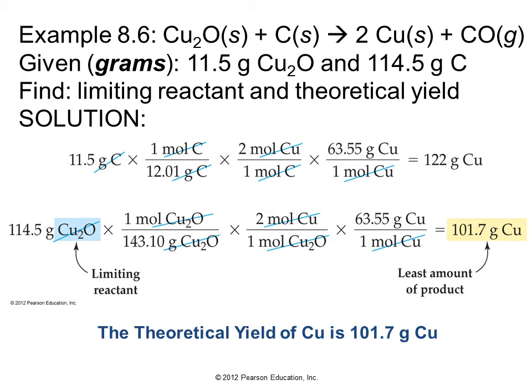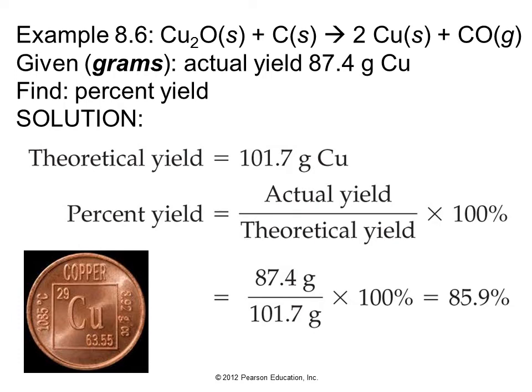So, to follow out our example, if we have 11.5 grams of copper(I) oxide, converting it to moles, stoichiometry to copper, and molar mass, we get 122 grams of copper. If we start out with 114 grams of carbon, converting that to moles, using the stoichiometry and the molar mass, we get 101.7 grams of copper. That's the least amount. Therefore, the theoretical yield of copper is 101.7 grams. In this example, suppose we actually only got 87.4 grams of copper. Then the result is that from our theoretical yield we got less than we expected. So the percent yield is 87.4 grams divided by the theoretical yield times 100 to give us 85.9% of copper.